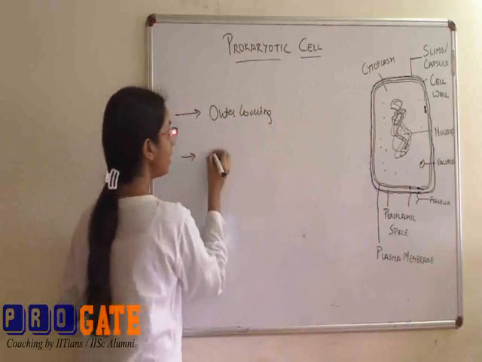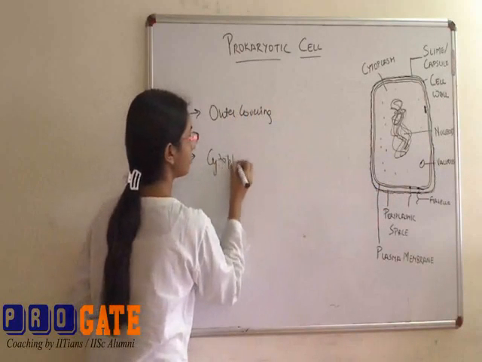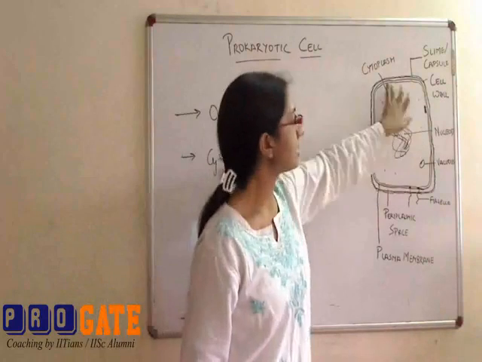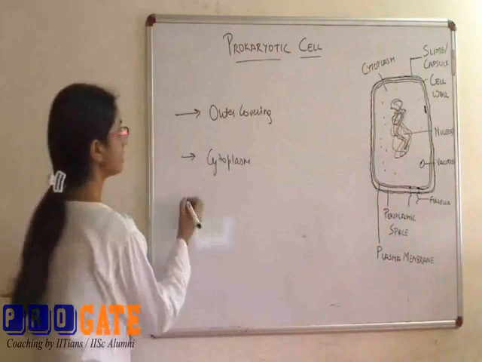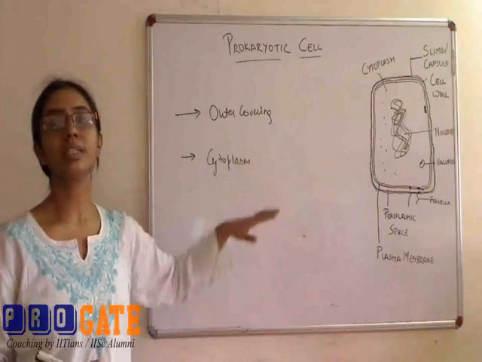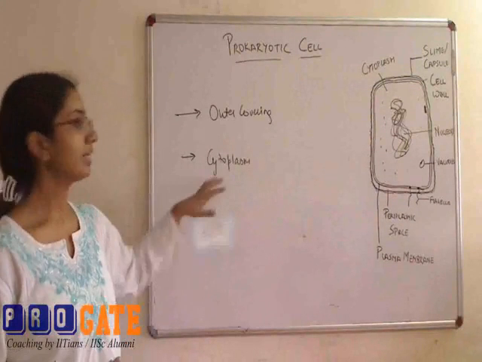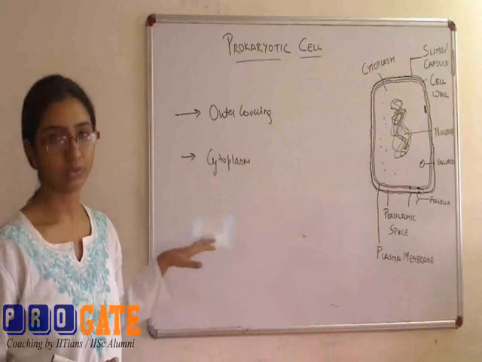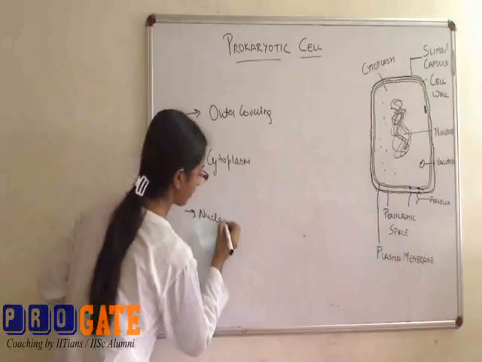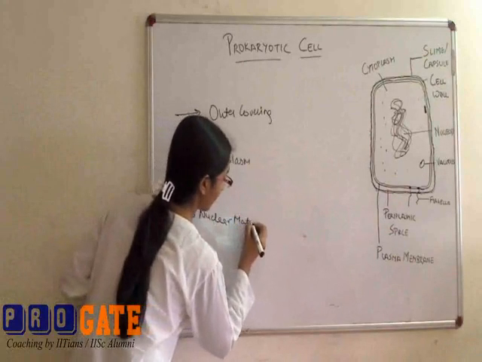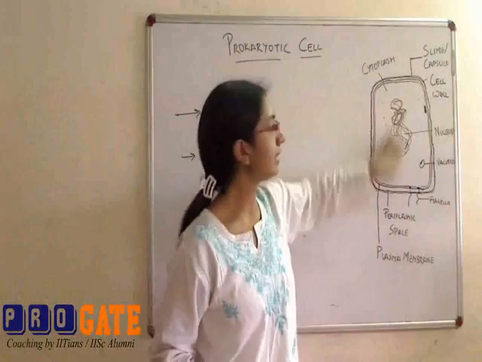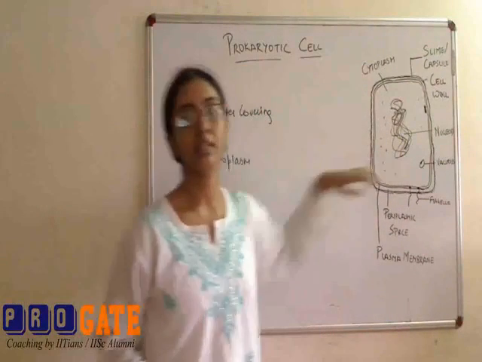Then you would have your cytoplasm. Everything inside this outer covering is cytoplasm, which includes the cytoplasm and the various other organelles that are present. In a prokaryotic cell, mostly no organelles are present, but in a eukaryotic cell you would have a large amount of organelles as well. The third one is the nuclear material. In this prokaryotic cell, this nucleoid is the nuclear material that we have.